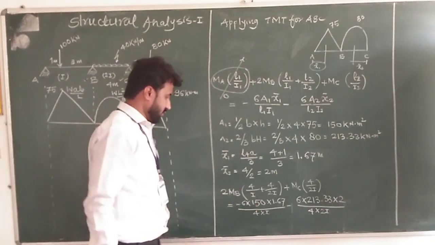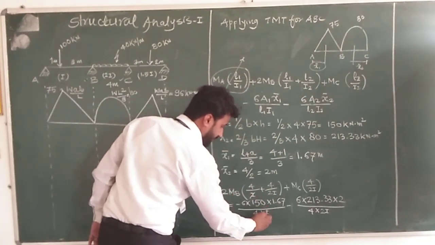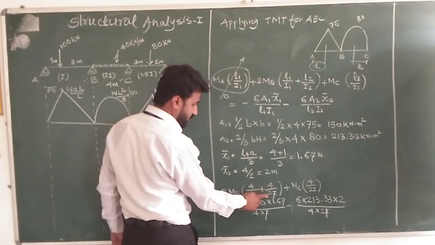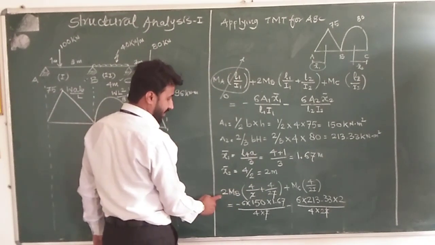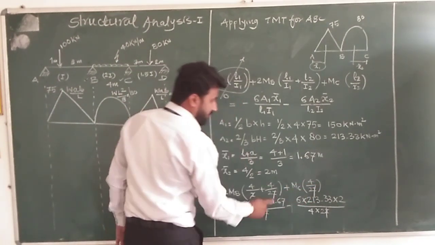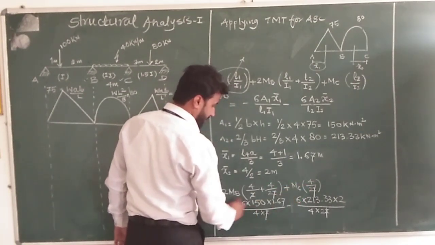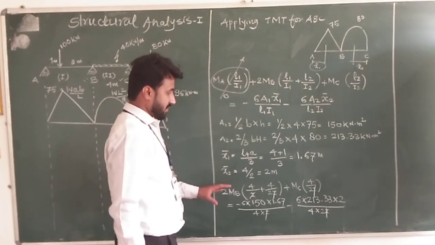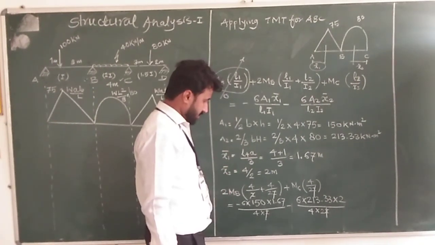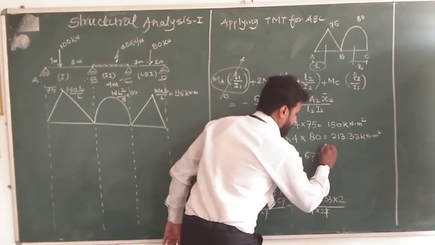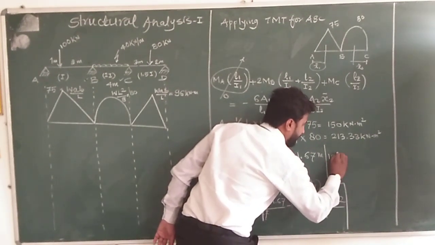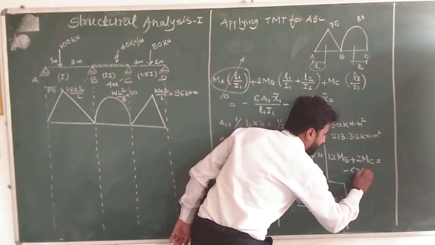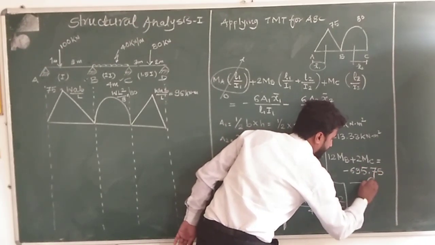Now if we calculate this value, first we will cancel this with this one. Only the I value we have to take out, not this 2I. So this 2 will be in the calculation. Okay. So 4 by 2 is 2, 2 plus 4 is 6, 6 into 2 is 12. So 12 MB plus 4 by 2, 2 MC. Whatever calculation we do, we will write it in equation form. I have directly calculated it in my notes and I am writing it here due to shortage of space. 12 MB plus 2 MC is equal to minus 695.75. So this is equation number 1.